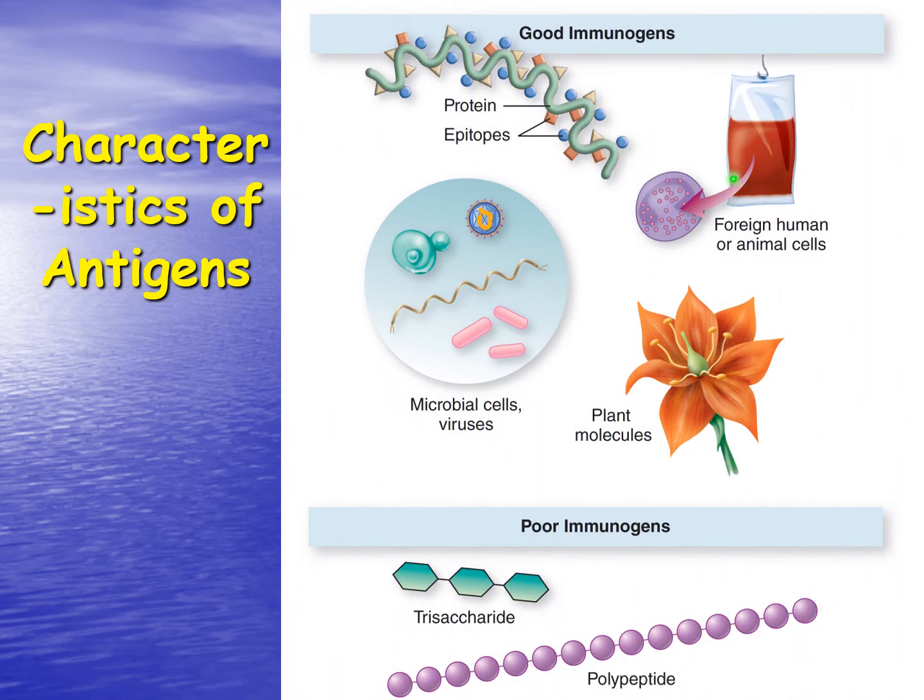So good immunogens are anything, again, of the correct molecular size: foreign animal or human cells, plant pollens, any of the microbes. There's a whole slew of things that are good antigenic substances. Poor immunogens or antigens tend to be those that are simply something like a trisaccharide or a single polypeptide.